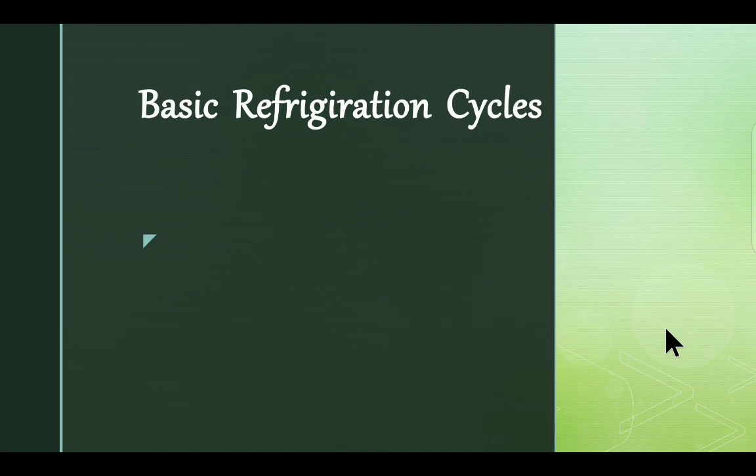Yeah, students, today we are going to have the second video of refrigeration, that is basic refrigeration cycles. Refrigeration is a cyclic process. Here we have four parts. One is the compressor, the second one is the condenser, the third one is the throttling or expansion, and the fourth one is the evaporator. Between every component there is a flow.